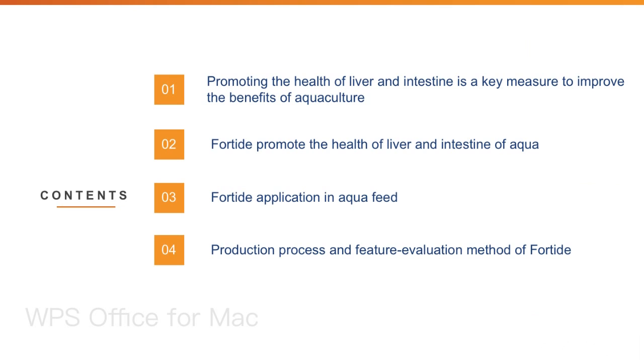First part, we will discuss the role of health of aqua liver and intestine in improving the benefits of aquaculture. The second part, I will introduce the performance of Fortide in improving the health of liver and intestine, and then introduce the application of Fortide in aquafeed. Finally, I will give you a brief introduction of the production process and its corresponding indicators and evaluation methods of Fortide.